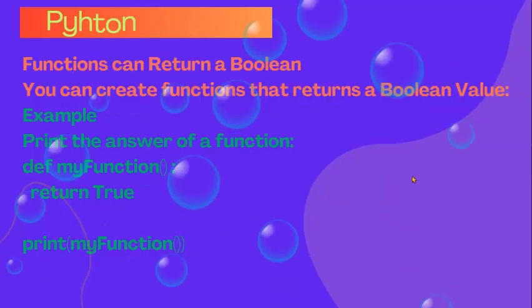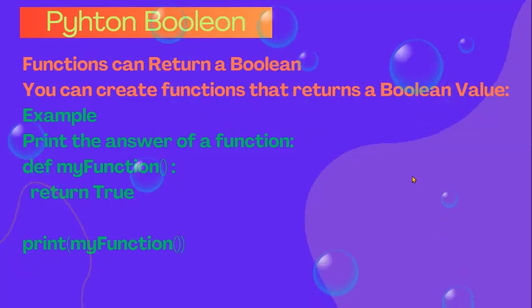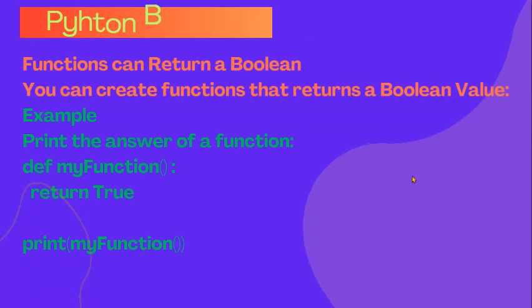Okay, so now we have Python Booleans. Functions can return a Boolean. You can create a function that returns a Boolean value. For example, print the answer of a function. Def myFunction, return true. Print myFunction. We have defined a function definition. This we will learn in the next video; definitions I will teach you in the upcoming videos.